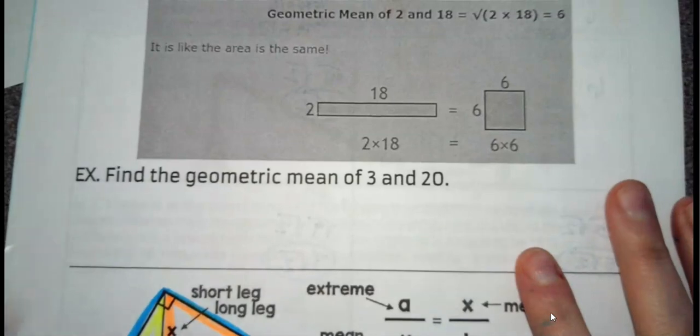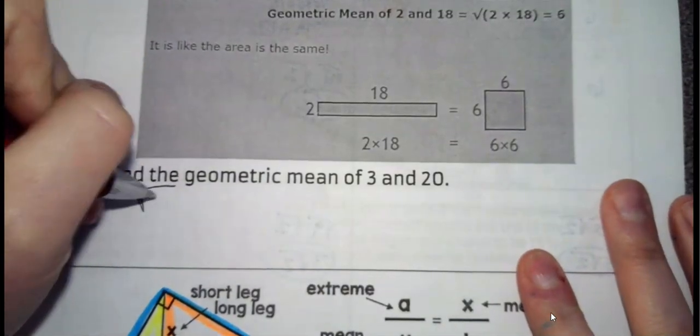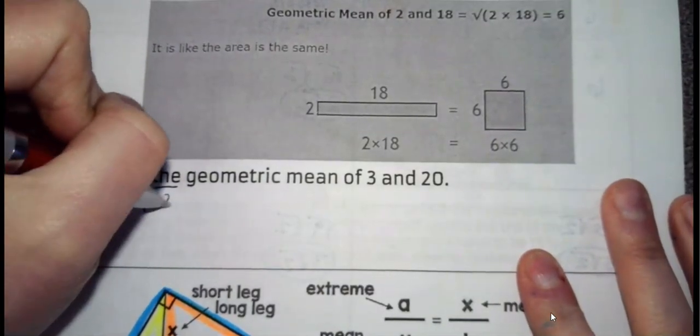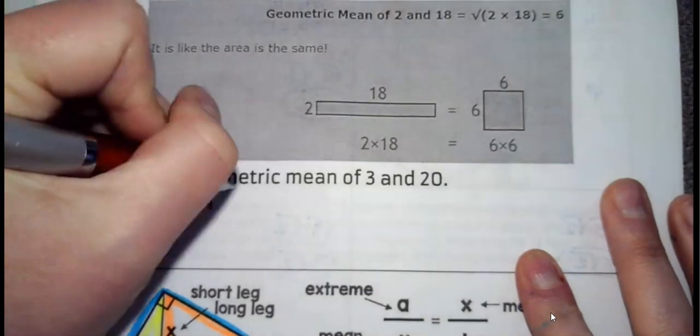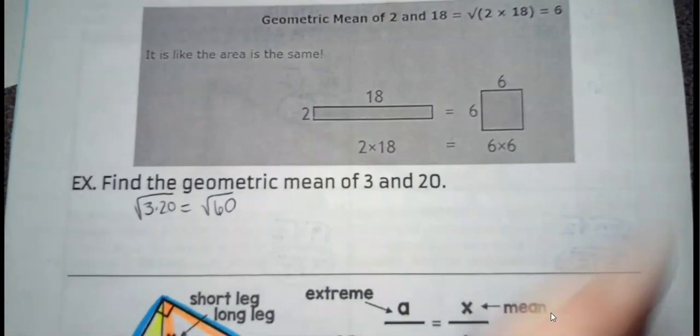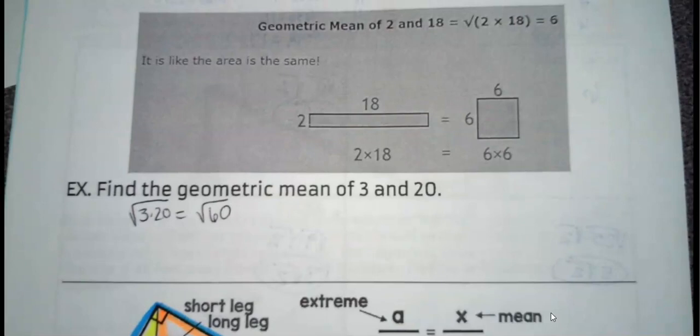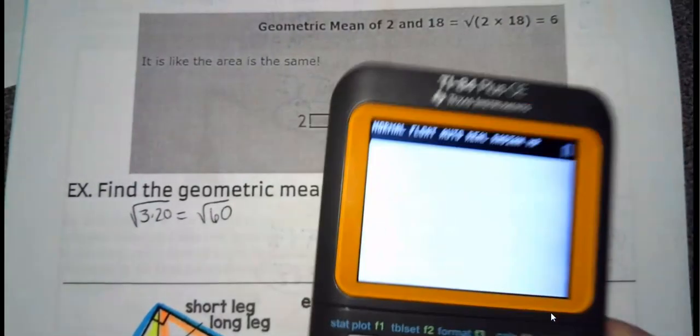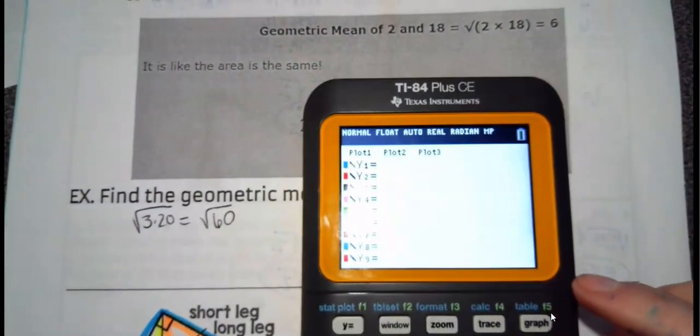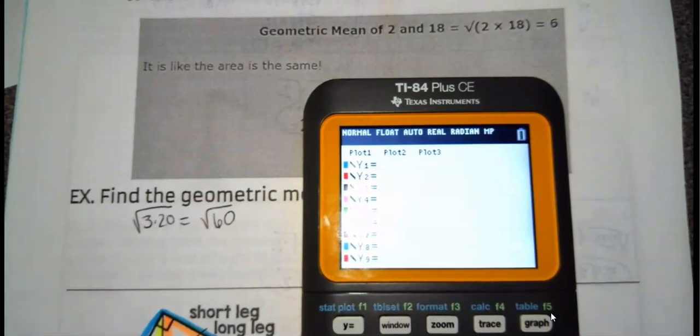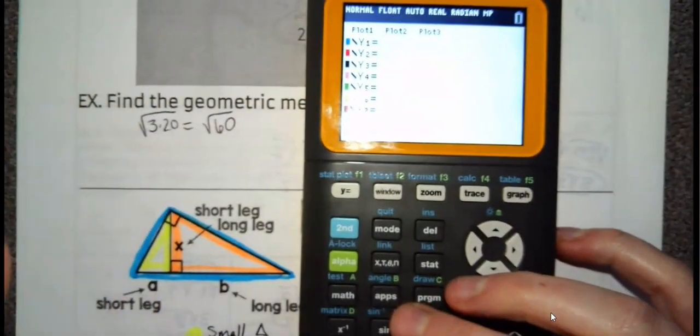Okay? So the geometric mean of 3 and 20. Take the square root of 3 times 20. Square root of 60. And we talked about this yesterday. If you weren't here, you've talked about it in the past in your math classes. Simplifying radicals. So one way that I taught you how to solve it is, 60 divided by x.